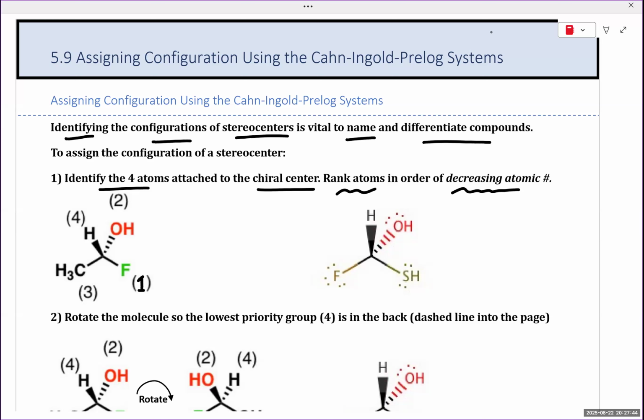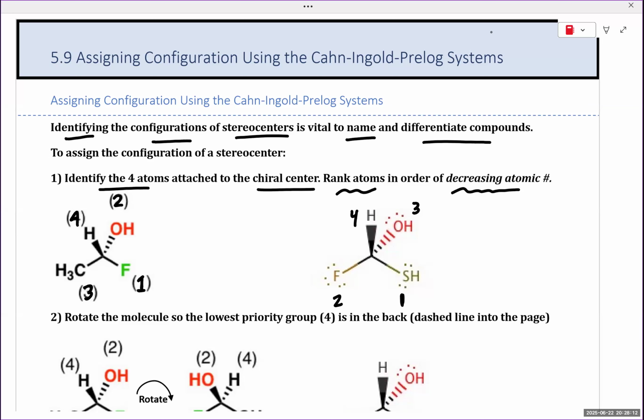So in this case, fluorine with the largest atomic number is priority 1, followed by oxygen, followed by carbon, followed by hydrogen. Looking at this next example, we have sulfur, fluorine, oxygen, and hydrogen. Sulfur is the highest priority with the largest atomic number, then fluorine, then oxygen, then hydrogen.